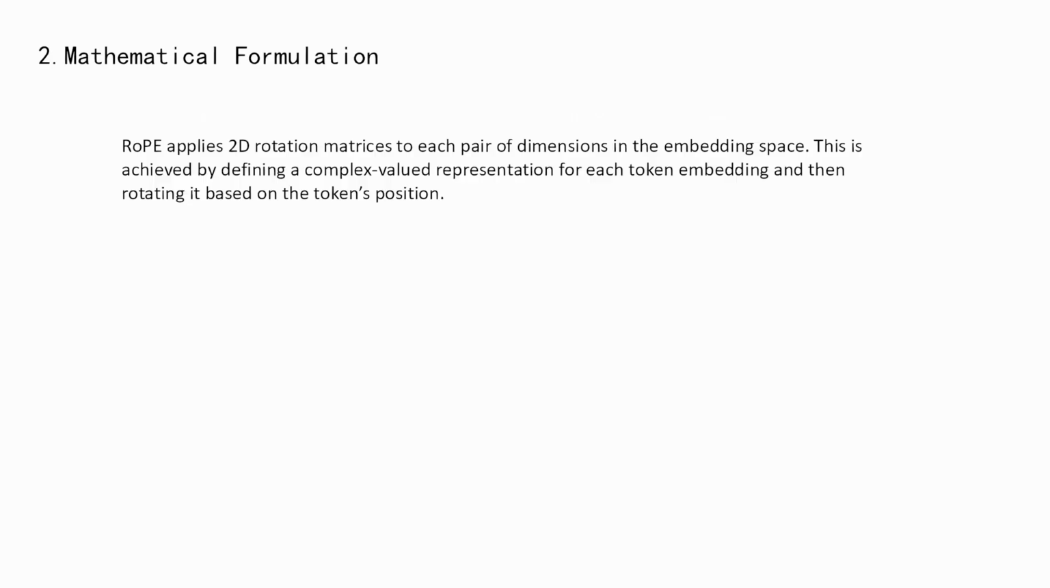Mathematical formulation of RoPE. RoPE applies two derotation matrices to each pair of dimensions in the embedding space. This is achieved by defining a complex valued representation for each token embedding and then rotating it based on the token's position. Let's break it down step by step.